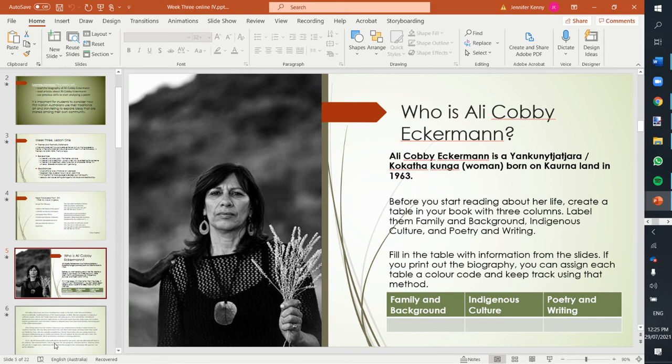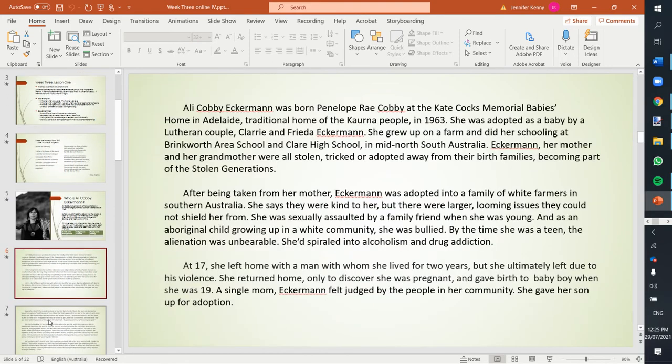This isn't a complete biography. This is a biography that I've sort of Frankenstein monstered together from 3 or 4 different sources so that you get a really full but not too long biography to read, which I'm about to read to you guys. And yes, this is Ali Cobby Eckermann. This is what she looks like. So let's start.